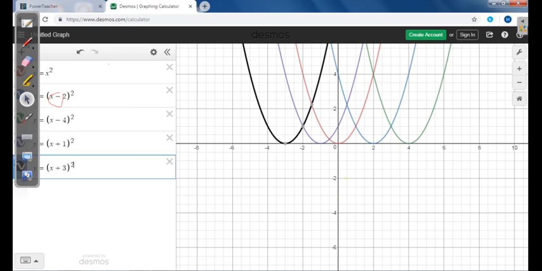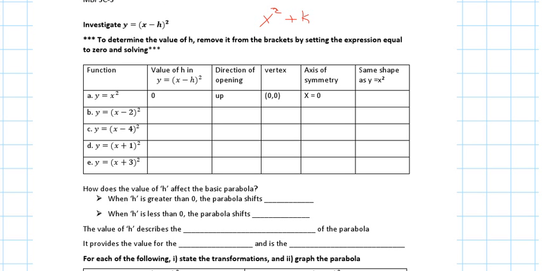All right. So y equals (x minus 2) squared. What's your h value? It's 2, because it's supposed to be negative. So that negative is supposed to be there. That means my h is just 2.